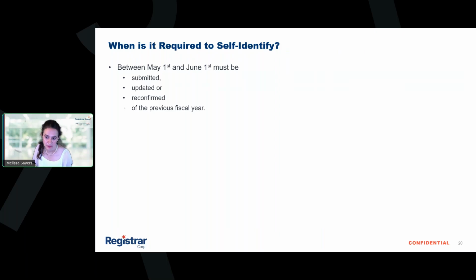Self-identification is due between May 1st and June 1st each year. Sites that have previously self-identified in the past are required to reconfirm or update their data from the previous year.